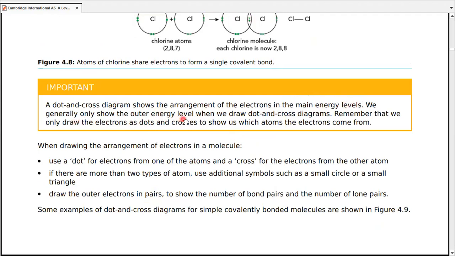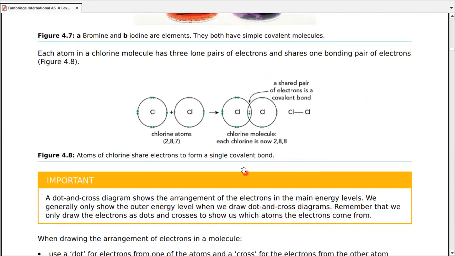We generally only show the outer energy level when we draw dot and cross diagrams. Remember that we only draw the electrons as dots and crosses to show which atoms our electrons are from. But that doesn't mean that if they come up with a different example, you can't draw otherwise. For example, let me consider an example from a past paper, ethanol. It is this kind of formula.